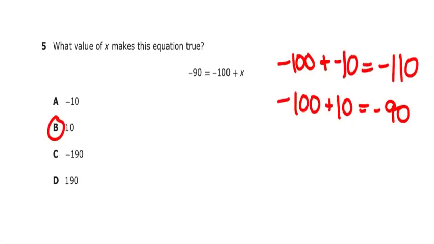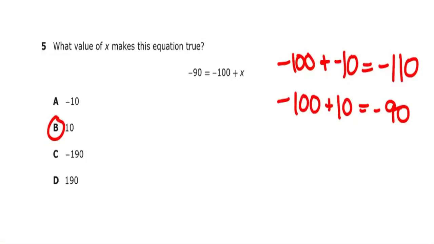Number 5. What value of X makes this equation true? So we have negative 90 equals negative 100 plus X. So let's plug in. Negative 100 plus negative 10 will get you negative 110. So a negative plus another negative number, you still add those, and then your answer is going to be negative. I know some students get confused when it comes to integers, negative integers, when it comes to adding and subtracting. It's not as easy as with multiplication or division.